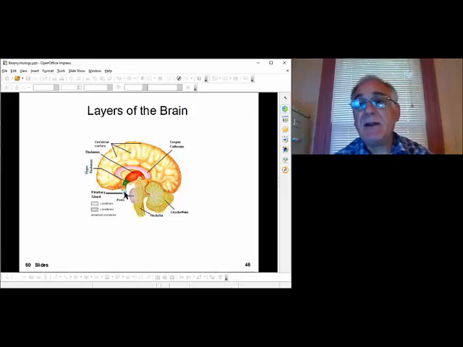The pituitary gland is shown here because we're going to talk about it. It's called the master gland. It controls a lot of different aspects of the human body, including the endocrine system and the brain.